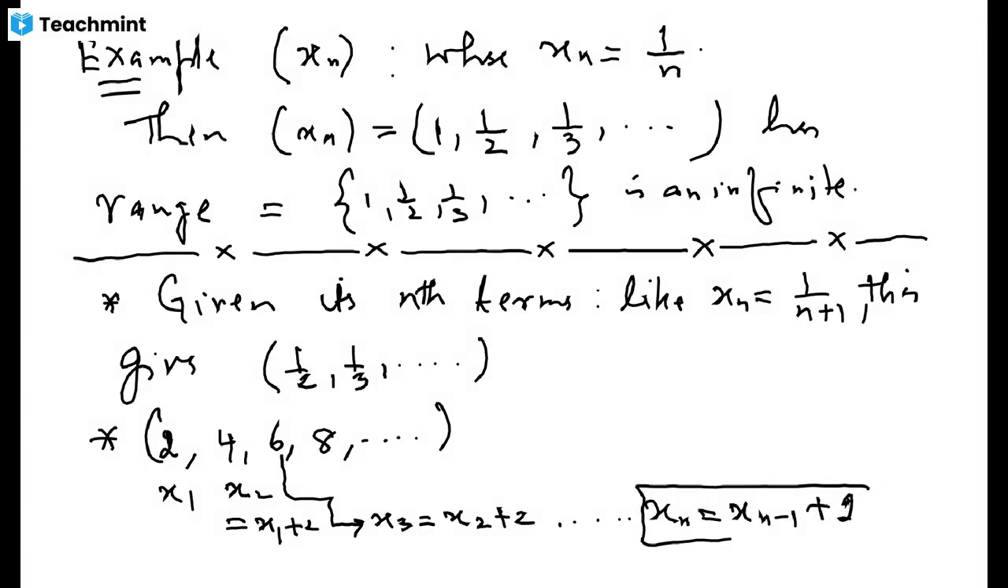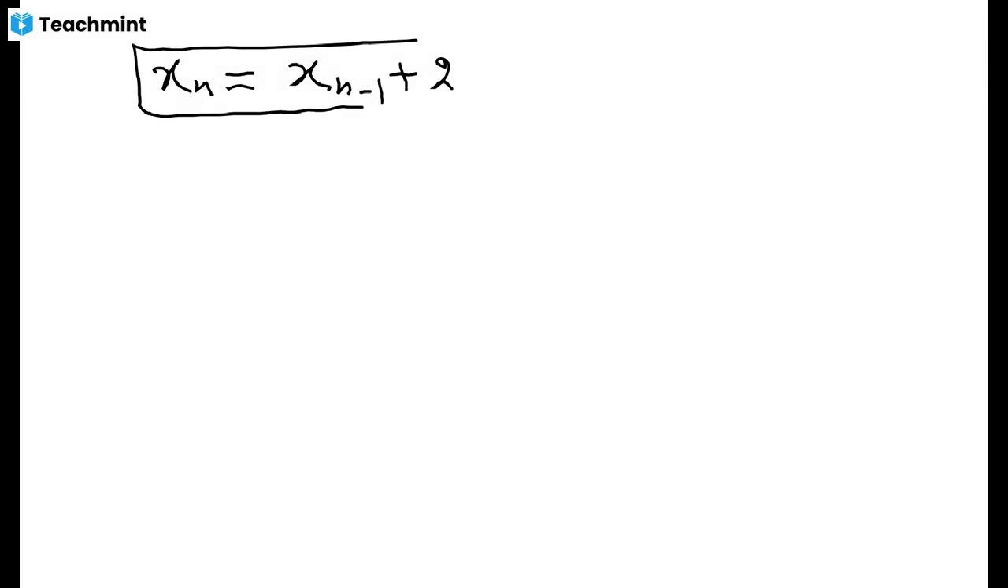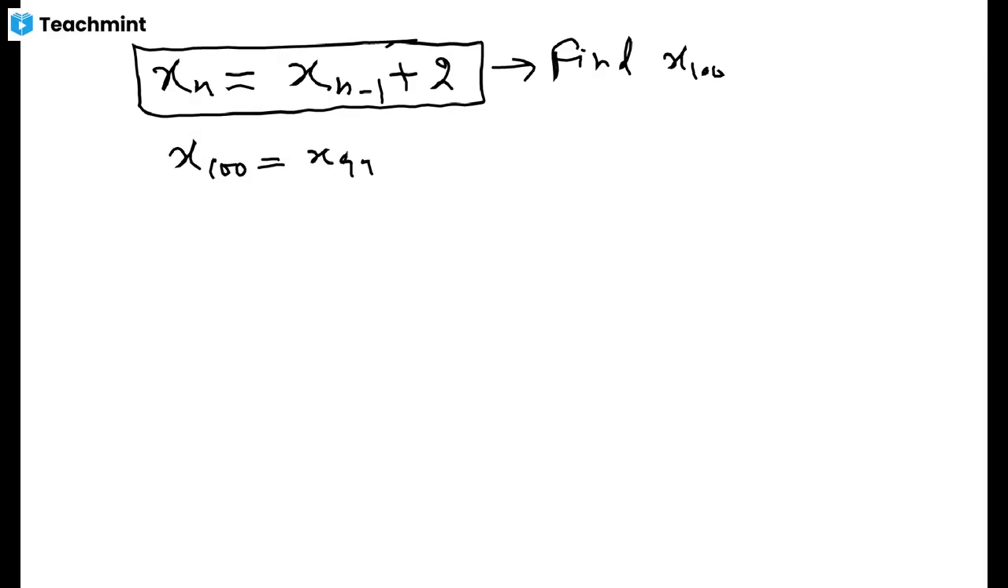Now you have this formula. If you look at this formula for this sequence, which is xn, the nth term given by its (n minus 1)th term plus 2, this doesn't give you, if you want to find the hundredth term, for example, x100 with this formula, it will give you x99 plus 2. So again, to find the hundredth term, you will need to evaluate the 99th term, and to evaluate the 99th term, you will have to go back.